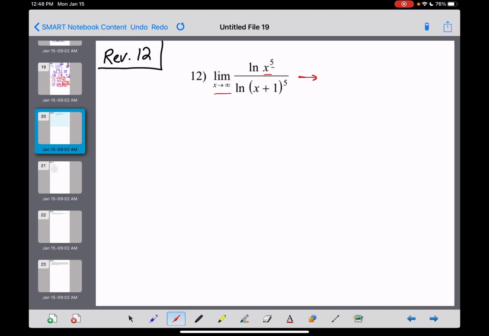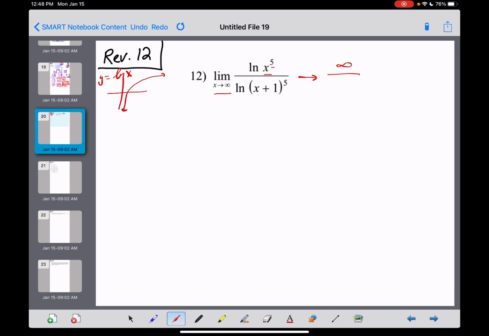Infinity to the fifth power becomes something huge, right? It's infinity, and the natural log of infinity, if we remember what our graph of y equals the natural log of x looks like, something like this. As x goes off towards infinity, y is approaching infinity as well. So the numerator here is going to be infinity.